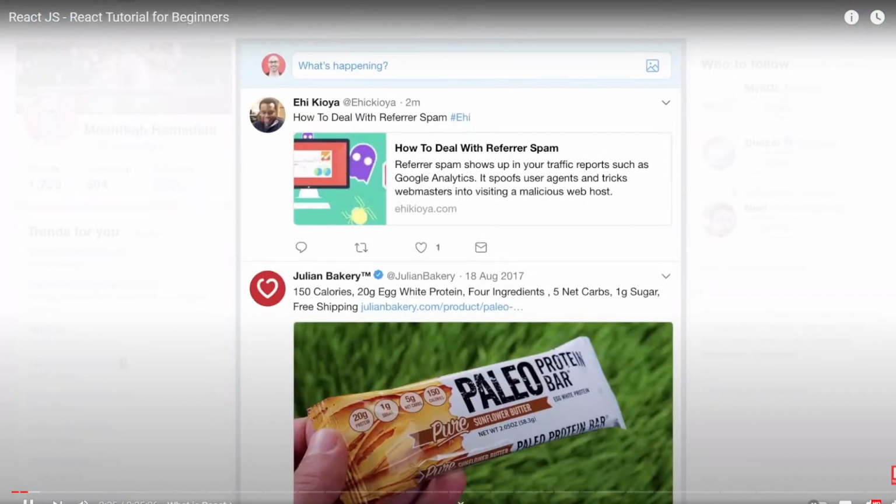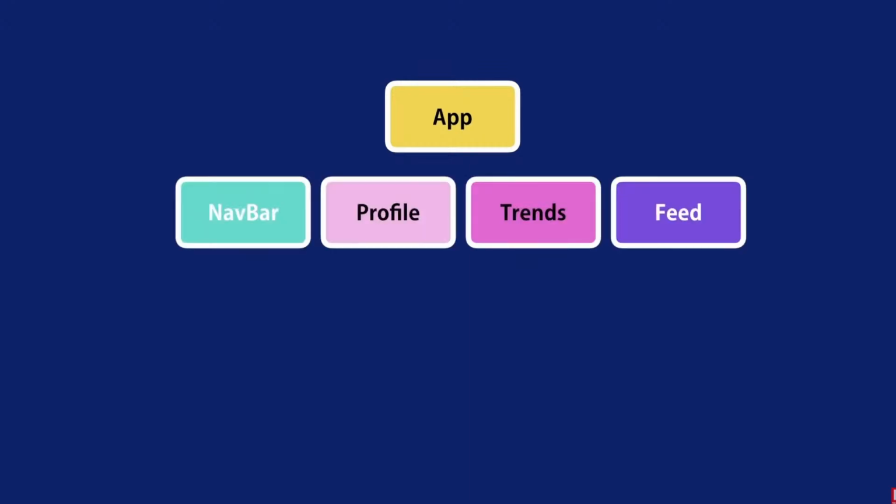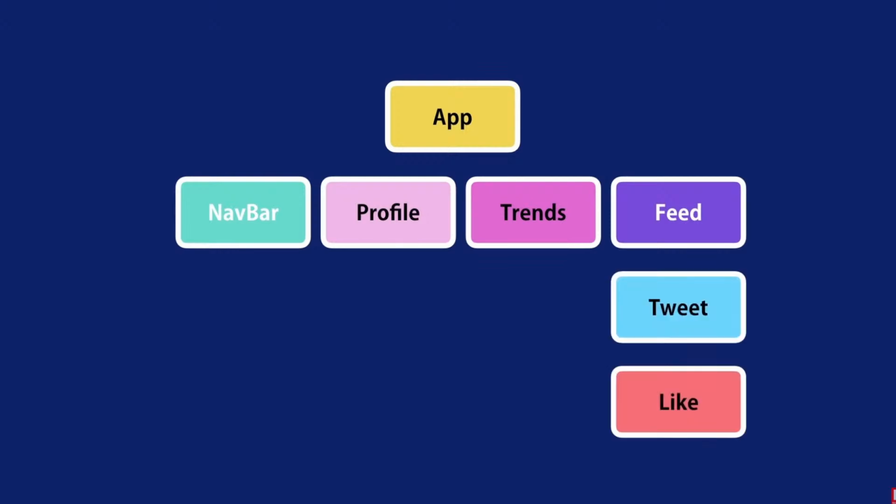On the top we have app, and below that we have navbar, profile, trend, and feed. Now feed includes several tweet components. Each tweet component can include a like component, which we can reuse on other pages or even in different applications. So as you see, each component is a piece of UI. We can build these components in isolation and then put them together to build complex UIs.